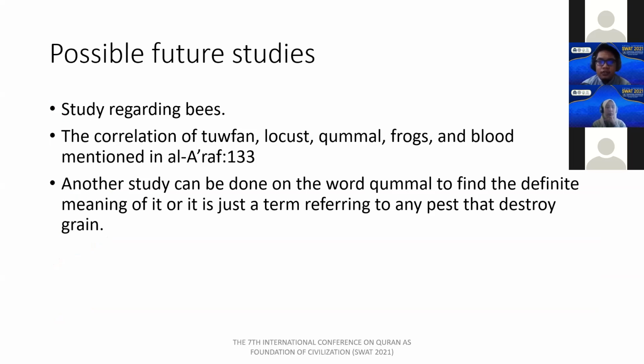And then for the verse in Surah Al-A'raf, verse 133, the correlation of tufan, locusts, kumal, frogs and blood can be studied, because it is mentioned in such a specific arrangement. It started with tufan and then locusts, kumal, frogs and blood. This study can be done in order to find the correlation between all of them.